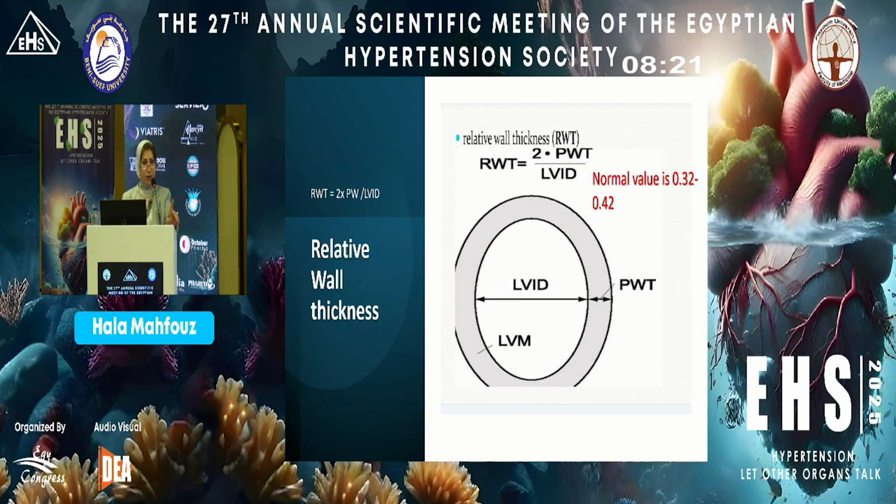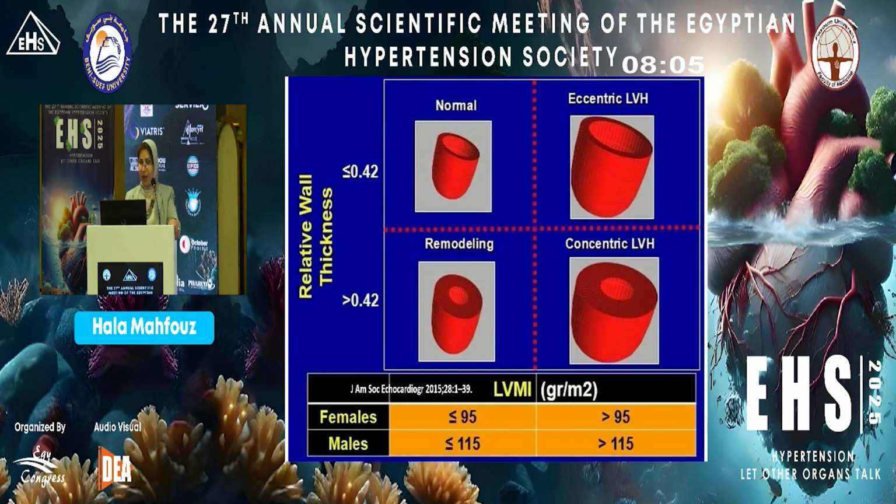First, the relative wall thickness, which is derived from the formula 2 multiplied by the posterior wall thickness divided by the left ventricular internal diameter. Normal value is between 0.32 and 0.42. And then the LV mass index. The LV mass index is normally below 95 gram per meter square for female and 115 for male.